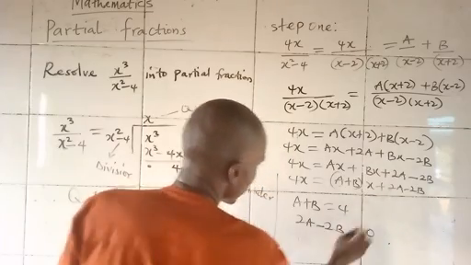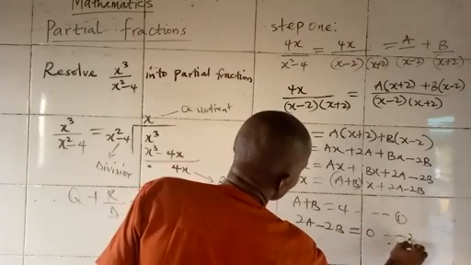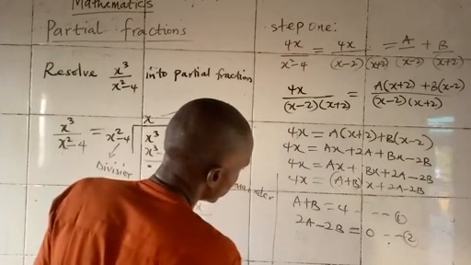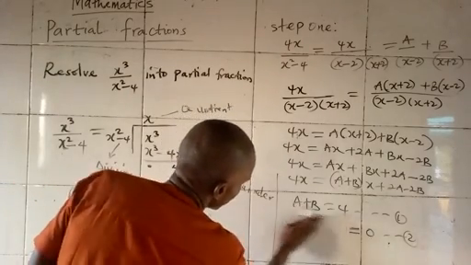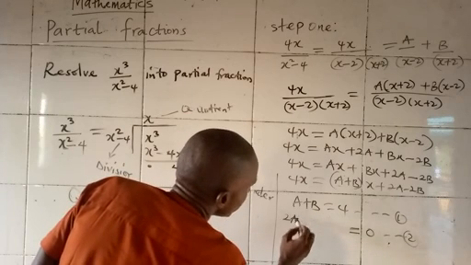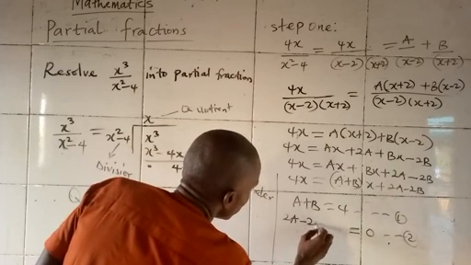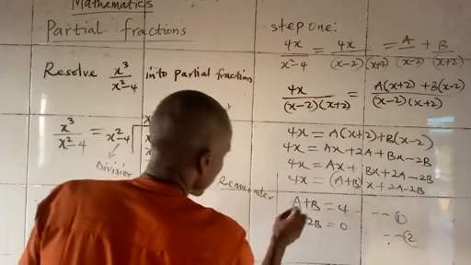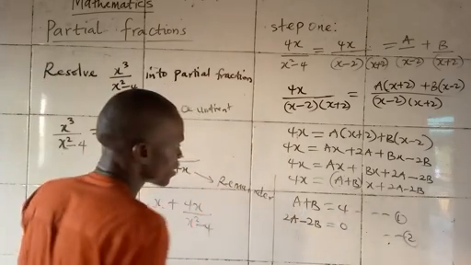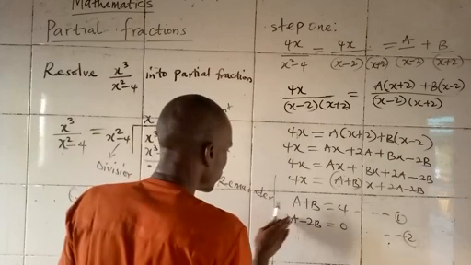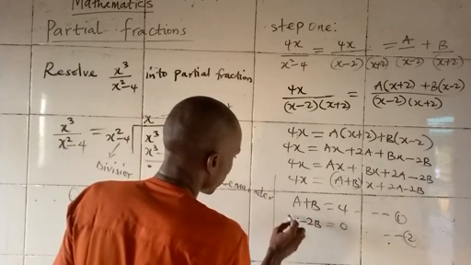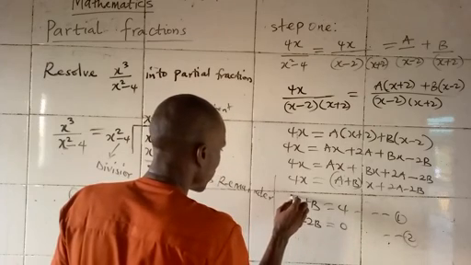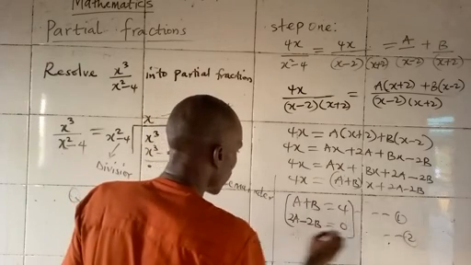Now I can call them equation 1 and equation 2, and I can eliminate. Let me rearrange it: 2A minus 2B equals 0. Now I can use the elimination method. I will simply change their coefficients.